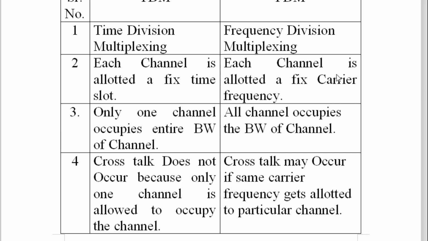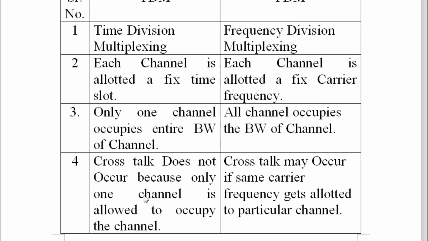Now here each channel is allotted a fixed carrier frequency. Here, all channels occupy the bandwidth of the channel, meaning all information signals. Channel means information signal. Why is it called channel? Because in the multiplexer there was channel 1, channel 2, channel 3, like that. And here each channel means each information signal, and all channels occupy the bandwidth of the channel. So here more bandwidth is required.